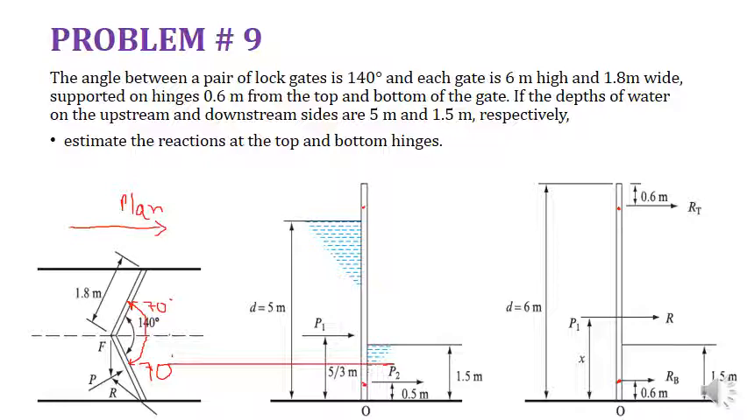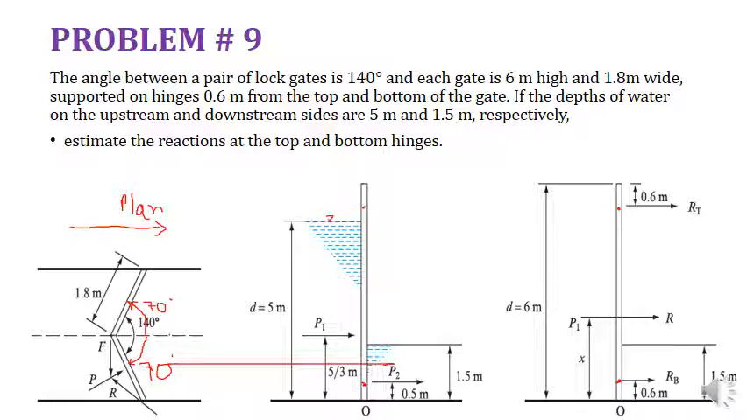Here also you can say this may be the top hinge and this may be the bottom hinge. So this is the particular case. Then what about the upstream water level? This upstream water level is equal to 5 meter. This D is equal to 5 meter, that has been mentioned over here.